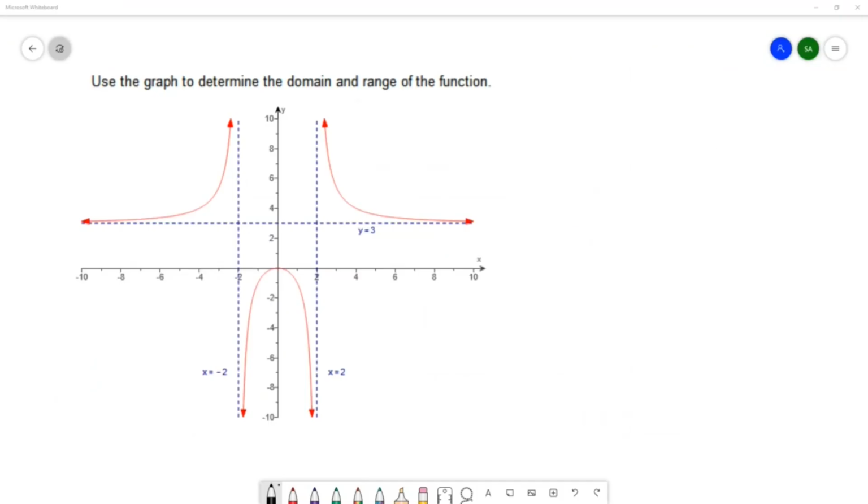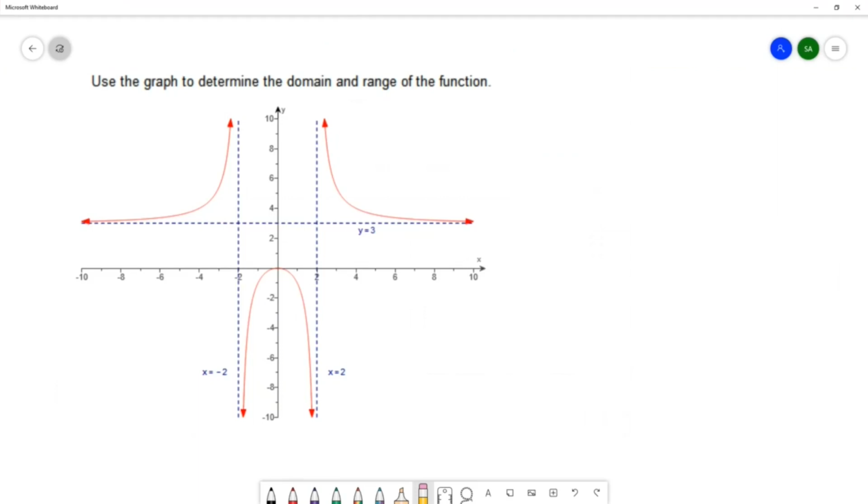For this question, we want to use the graph to determine the domain and range of the function. This may be an unusual looking graph to you. It has some features that you may not be familiar with. We've got these dashed lines that are showing up on the picture, and these dashed lines are something that we're going to be learning about in a later chapter, and they are called asymptotes. So let me just explain what's happening on this piece of the graph here.